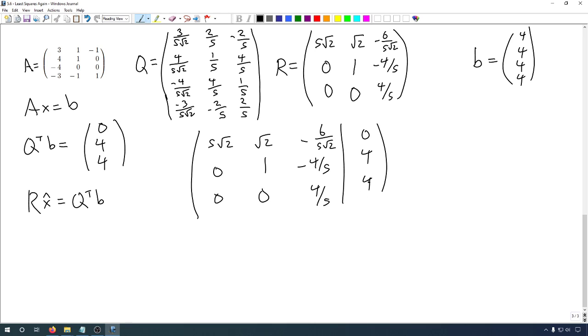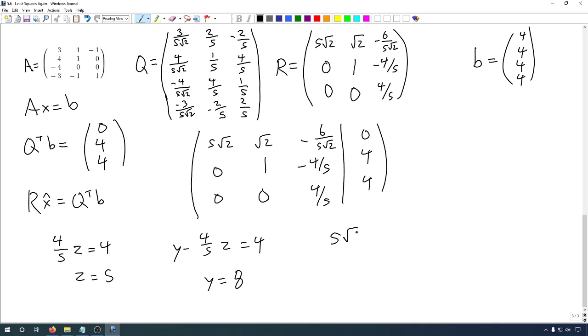Alright, so what does this mean? Well, our first equation, well, not first equation, the last equation, the first one that we're going to work with, is 4/5 times z is equal to 4. So what is z? z has to be 5. Easy enough. The second equation we're going to be working with is y minus 4/5 times z, which is 5, so that's going to be a 4 here, is equal to 4. So y minus 4 is 4, so y has to be 8.